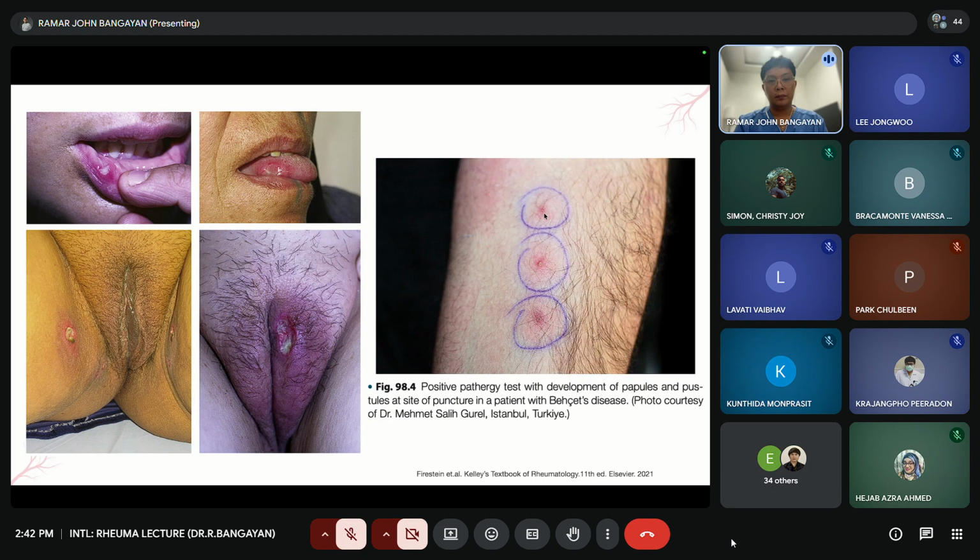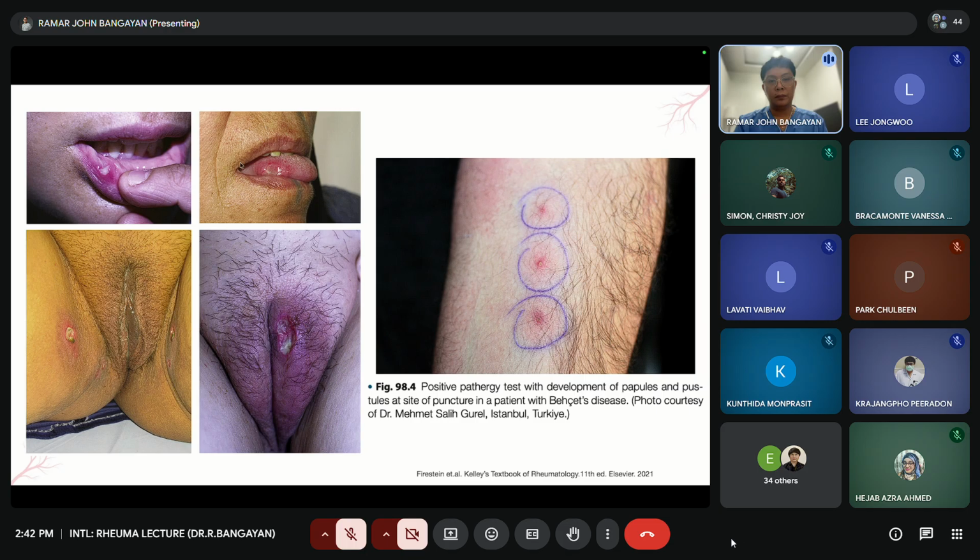You prick the volar surface of your forearm with the usual needle, and then observe for 24 to 48 hours. It should develop a pustule or papule. Remember, if you do this to yourself, you wouldn't actually see this, because it will just resolve on its own. But for Behçet's disease, it will cause a papulopustular reaction.